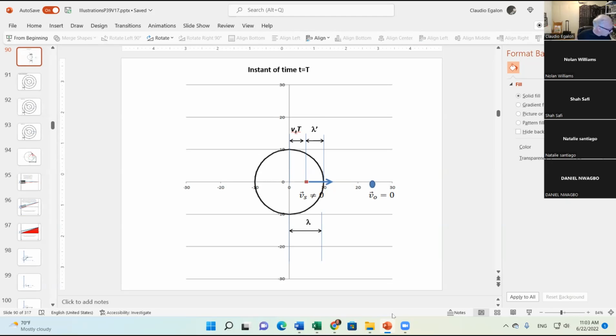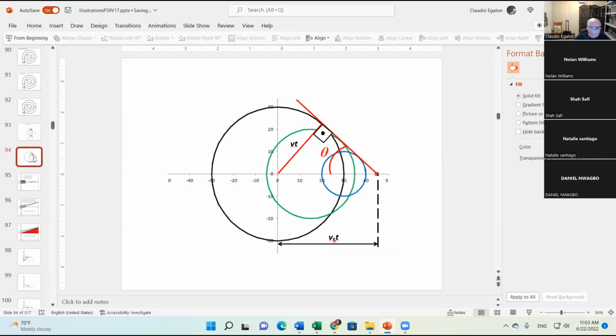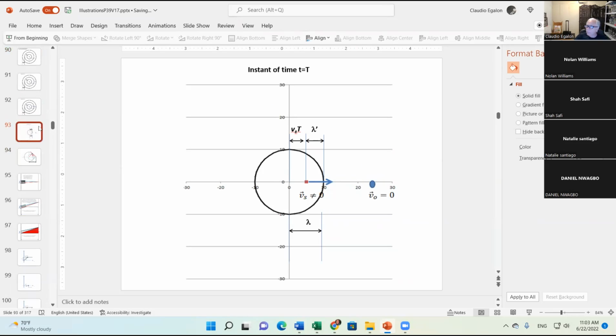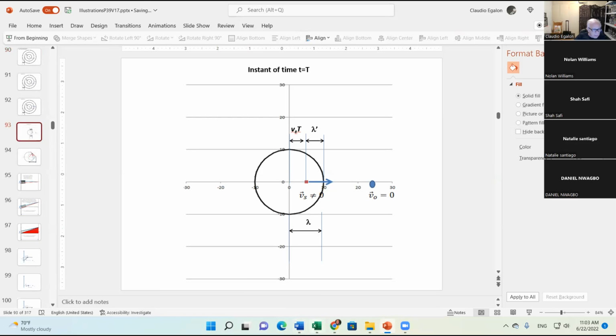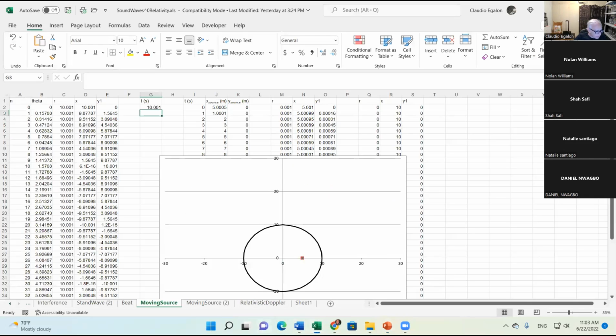And now the last thing that we're going to do is supersonic speeds and shock waves. Okay, so here we go. This one is going to come right here. And I have a nice simulation for that as well. Let's see here. Moving source, standing wave, relativistic Doppler. This one maybe.